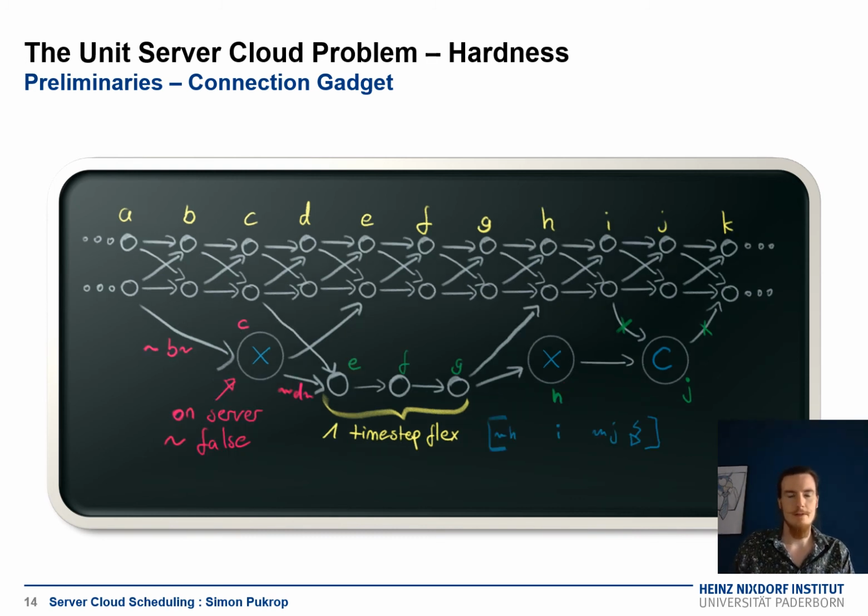If our variable job would not be true, so it was processed on the server, then we have an additional time step which basically shifts the connection chain one time step towards the clause gadget. And that means that there is not enough time anymore to do this communication to the server, processing the job on the server, communication back to the cloud. So here we have to process the literal job of the clause gadget on the cloud.